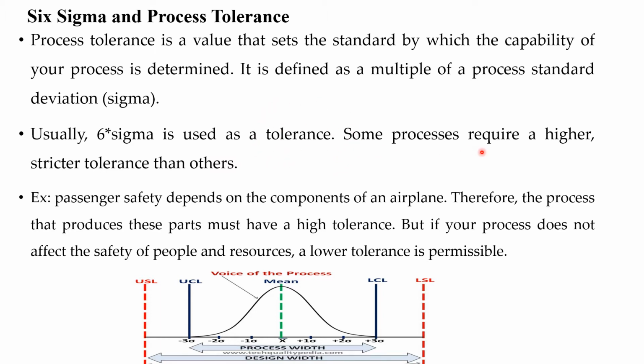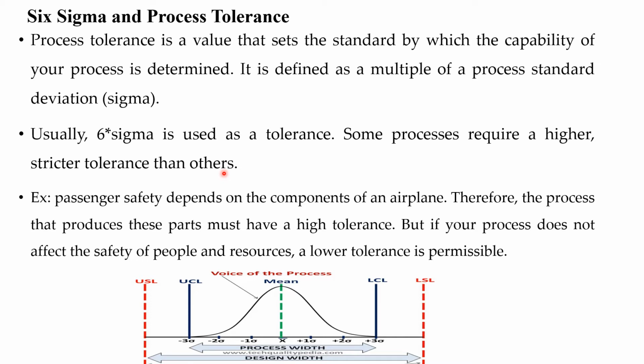Some processes require a higher Six Sigma, a stricter tolerance than others. For example, passenger safety. Suppose you are traveling in an airplane, the passenger safety depends on the components of the airplane. Therefore, the process that produces these airplane components must have a high tolerance. But if our process does not affect the safety of people and resources, a lower tolerance is also preferable in some processes.